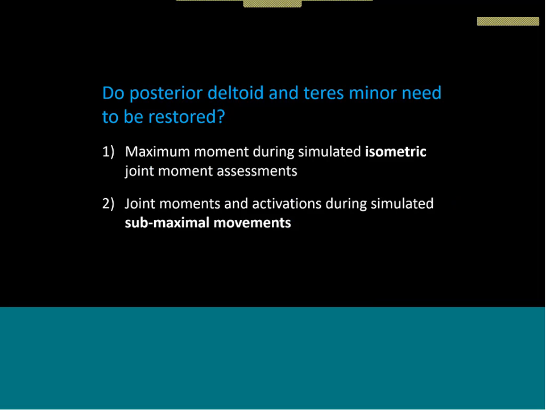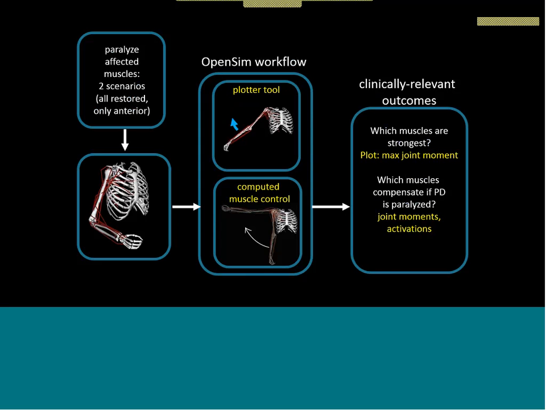But we also need to know what they're doing during submaximal movements and what muscles are compensating for them when they're absent. So we look also at joint moments and activations during simulated submaximal movements. So again, our flow here is to take the generic model and to make only two scenarios, one in which all muscles are available, so they've all been restored, and one in which only the anterior compartment has been restored. And so we're looking at a case where posterior deltoid and teres minor are paralyzed.